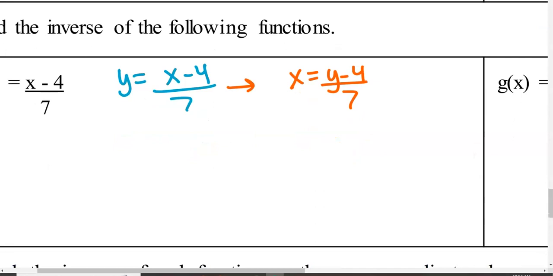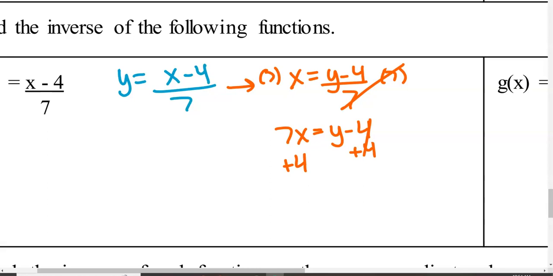We got to do all of my inverse operations to get my inverse function. How am I going to move what piece? Start with the 7. What am I going to do with it? Multiply with the 7. Yeah, multiply both sides by 7. So now I have 7x equals y minus 4. Now what? Add that 4 over. Does that become 11x? No, they are not like terms. Keep them separated.